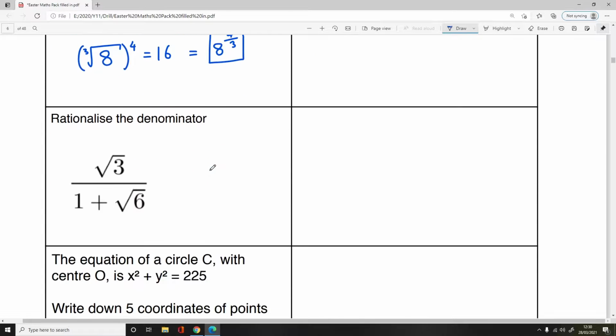Okay. Rationalize the denominator. This means we need to make the bottom of the fraction into a whole number. And the way that this is done is by multiplying the top and bottom by the same amount, which is the denominator with the sign changed. So we're going to times it by 1 minus root 6. Everything you've got to do after this is expanding and simplifying. So let's do that. The top of this, root 3 times 1 is root 3. And then root 3 times root 6 is root 18.